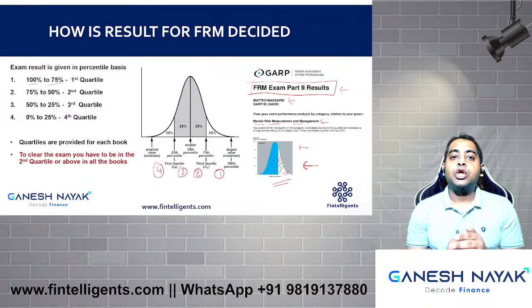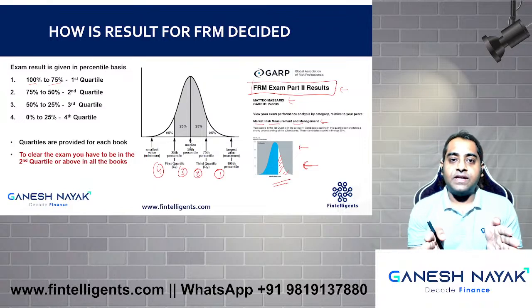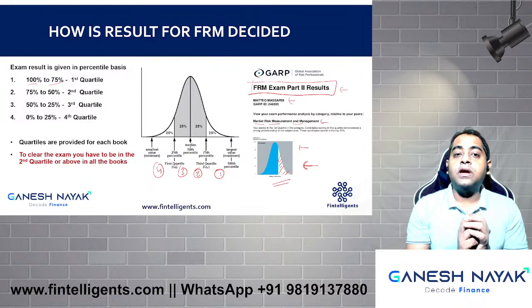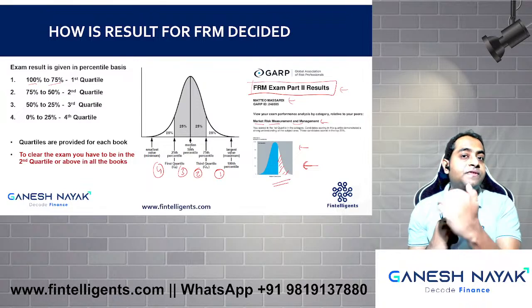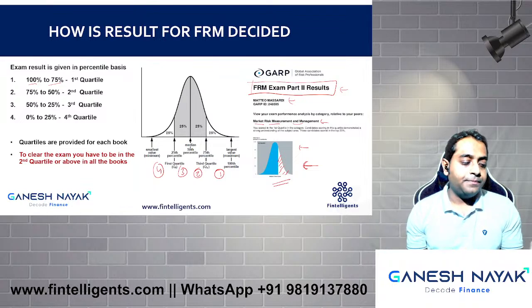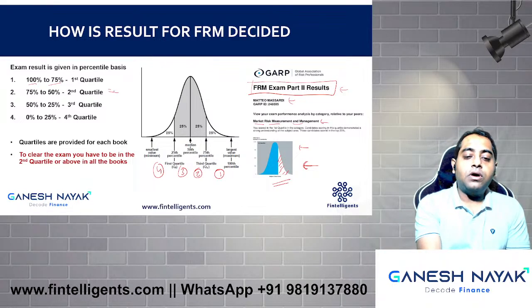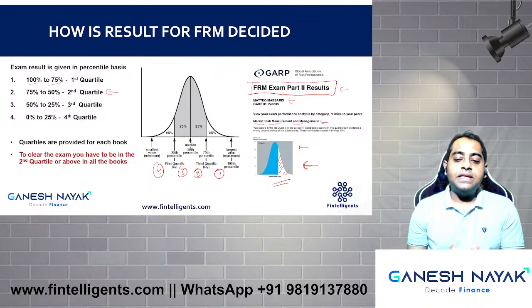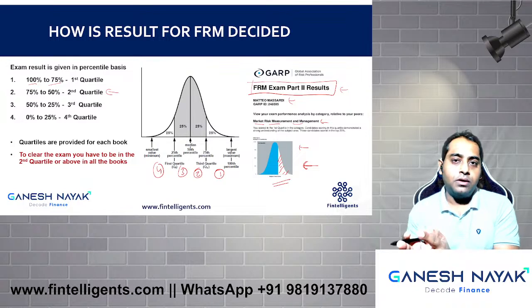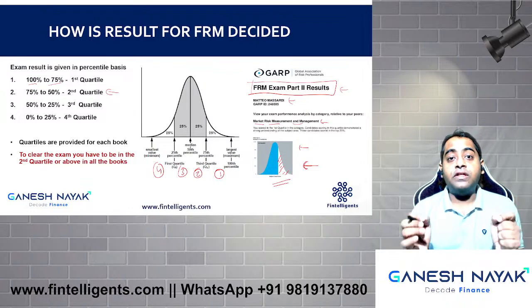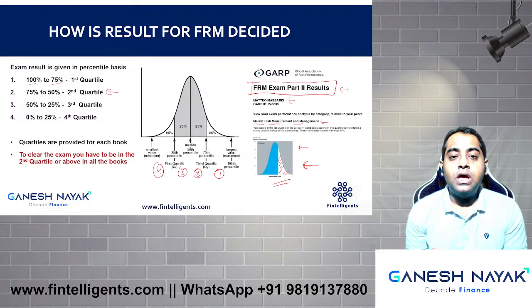Okay, so that means you are between 100 to 75, the top 25 percent of students who appeared for that exam. So your performance was very good when you get first quartile in any book. Now, the second quartile means you are between 75 to 50%. That means your performance was good, but not excellent. It was good.